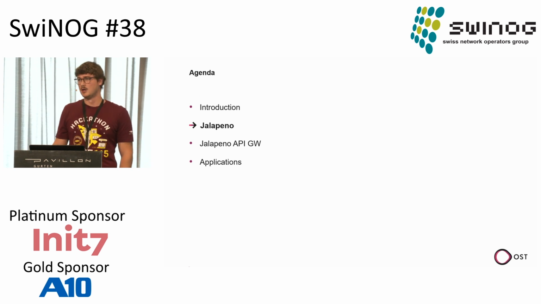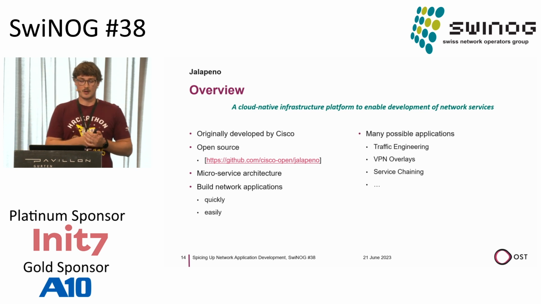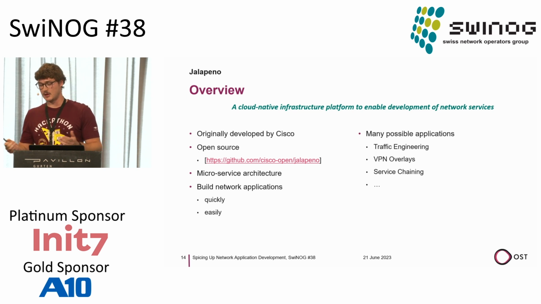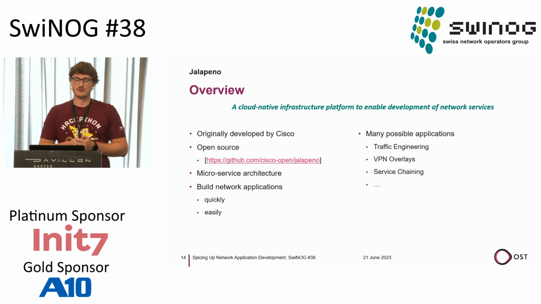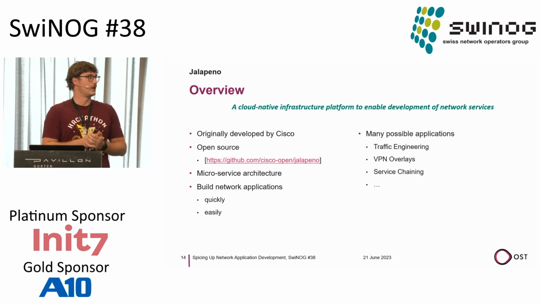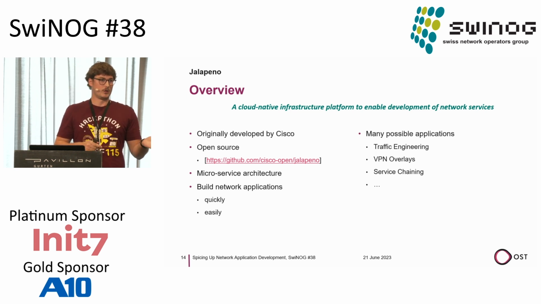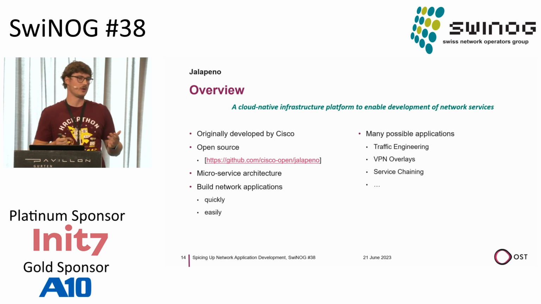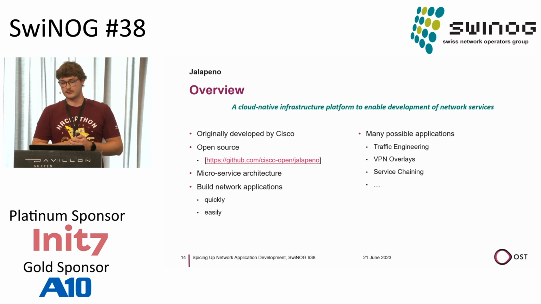And so I want to start talking about Jalapeno. So what is Jalapeno? Jalapeno is a cloud-native infrastructure platform to enable development of network services or network applications. It was originally developed by Cisco, and after a long time, they open-sourced it a few months ago. It is built on a microservice architecture, and it has basically one goal: that developers can build network applications not only quickly, but also easily. We will see in a moment that there are many possible applications, for example in the domain of traffic engineering, VPN overlays, or service chaining.